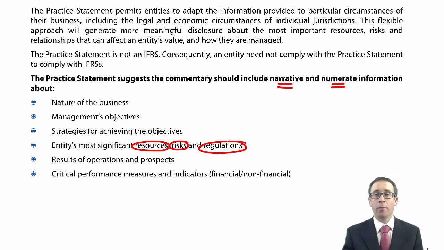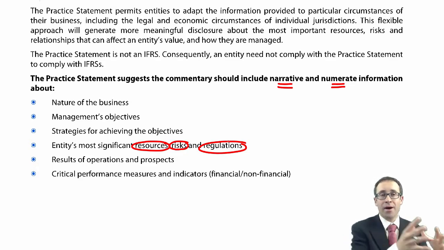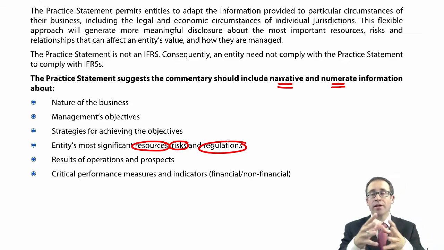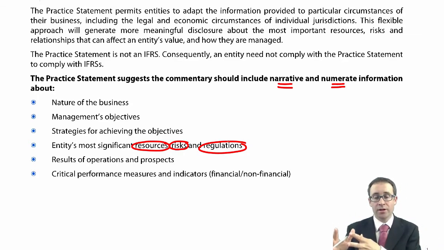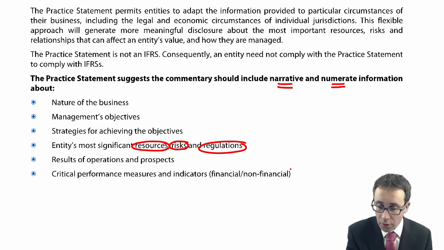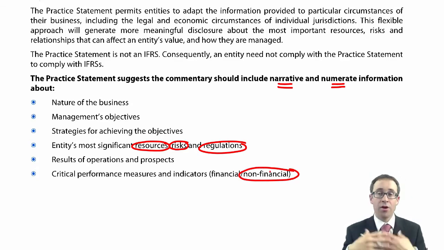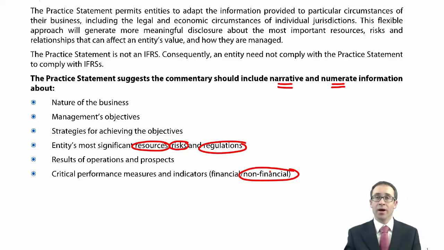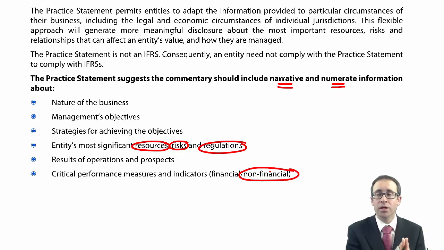The results of the operations and the prospects. So talking about what's happened in the past with regards to the results and how you expect those to develop in the future. And then the last one, talking about performance measures. That's thinking about your ratios and your ratio analysis that you've done previously in F7, but also do not neglect the non-financial aspects as well. It's not just all about the numbers. We need to try and move away from the numbers.